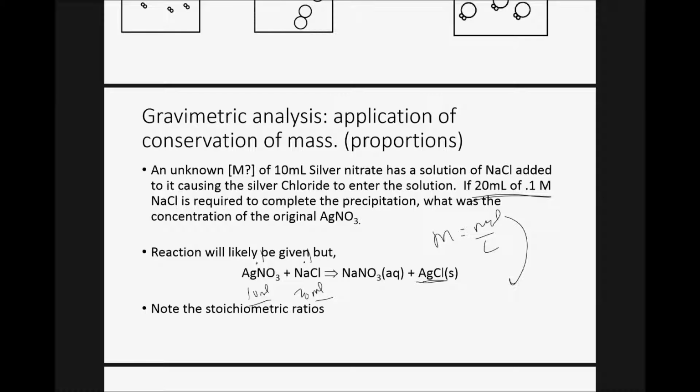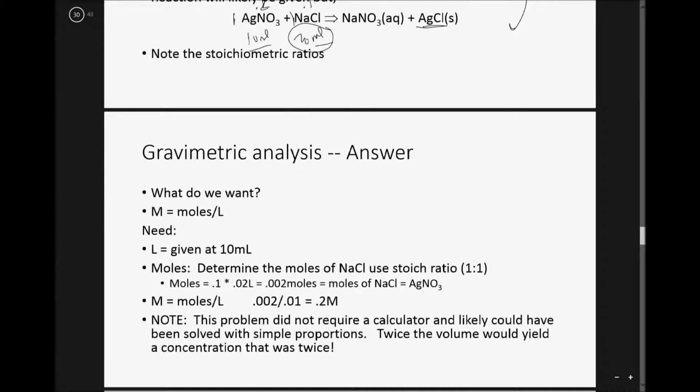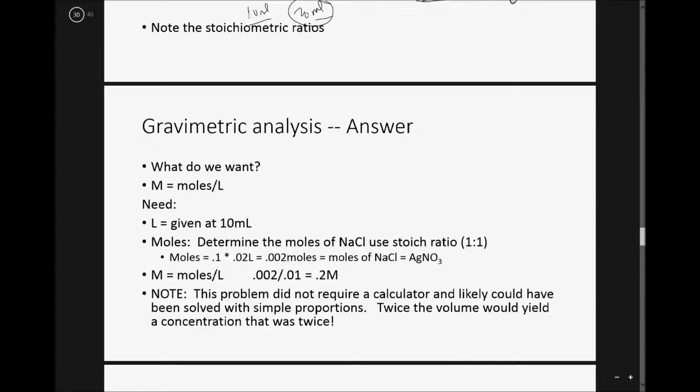Or just look at it proportionally. I have used 1-to-1 ratios. Okay, I have twice the volume, so the same number of moles are in each. So since it's half the volume, this would be a 0.2 molar, twice the concentration. So here's the answer for that. You can look at it as a proportion, which is always great, or you can do the math a little more intensely.